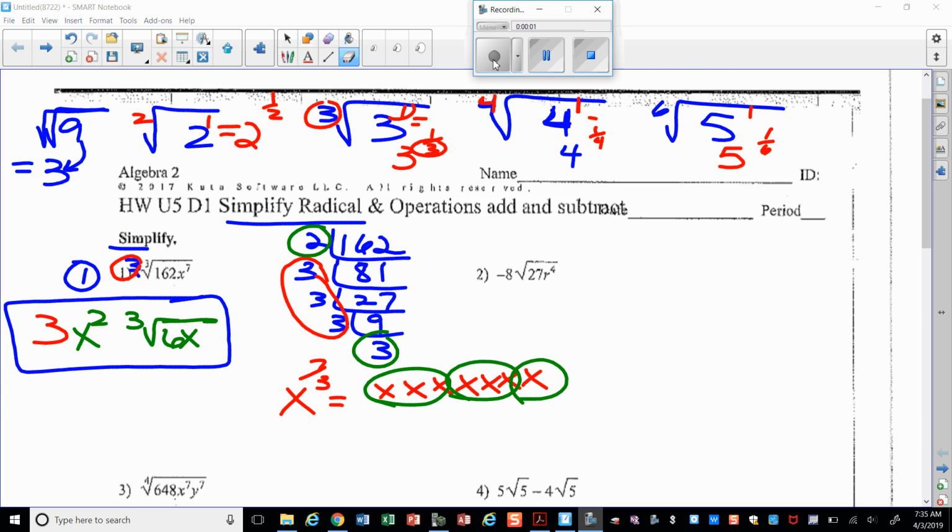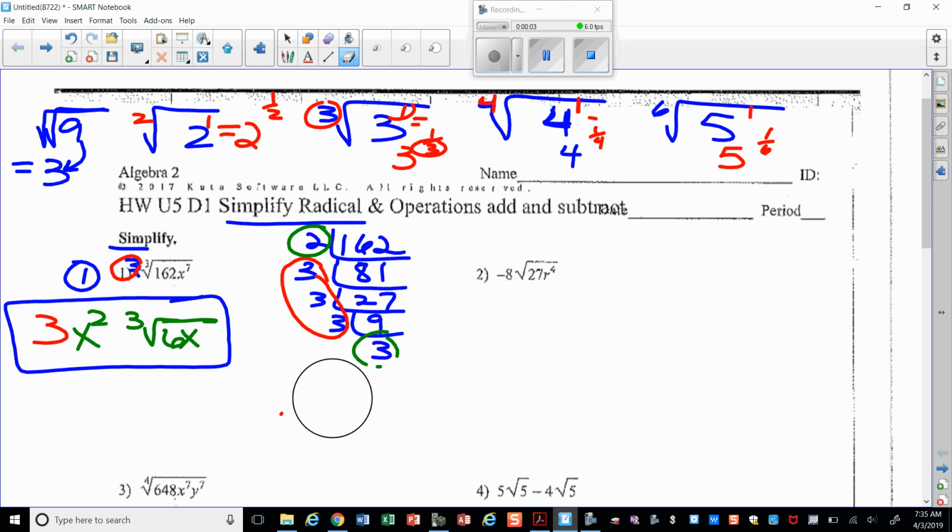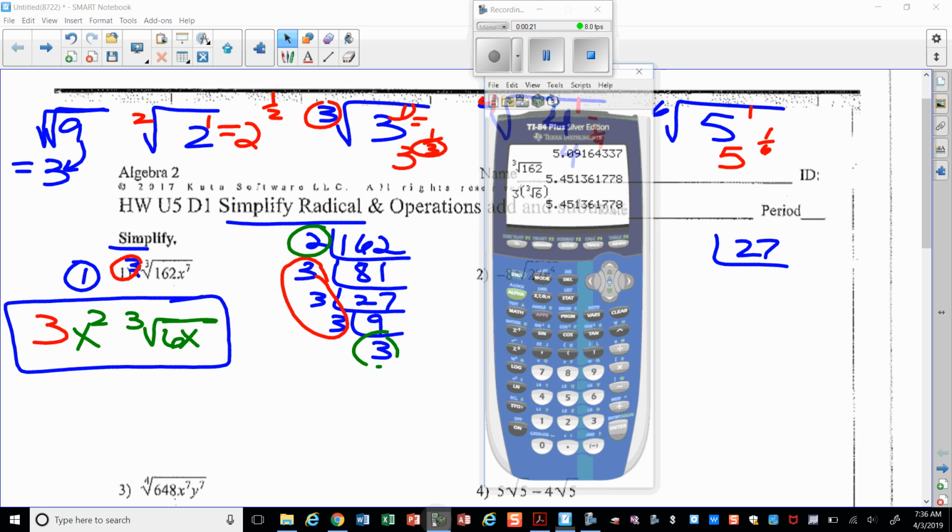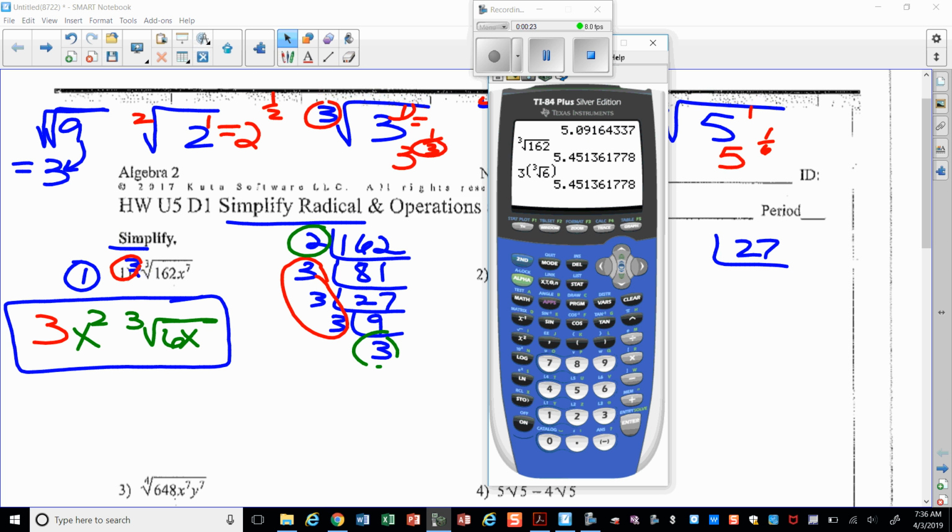So now we're looking at number 2. And we've got the square root of 27. So let me just see real quick if that is a perfect square. I could do that on the calculator and just take the square root of it. So that would be second, and then you have the x squared cubed.